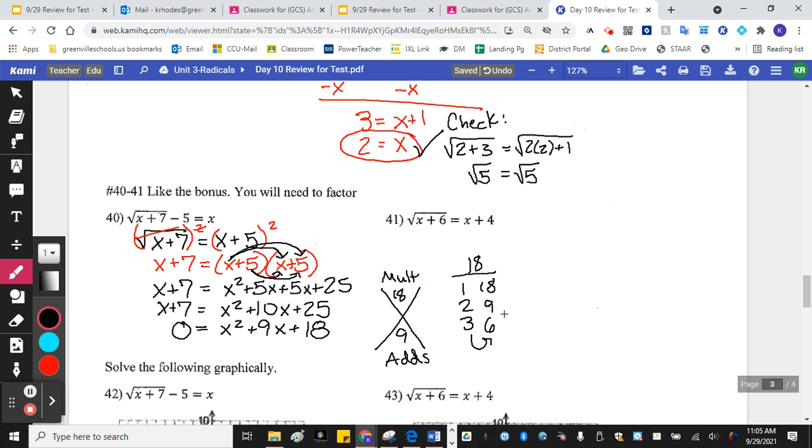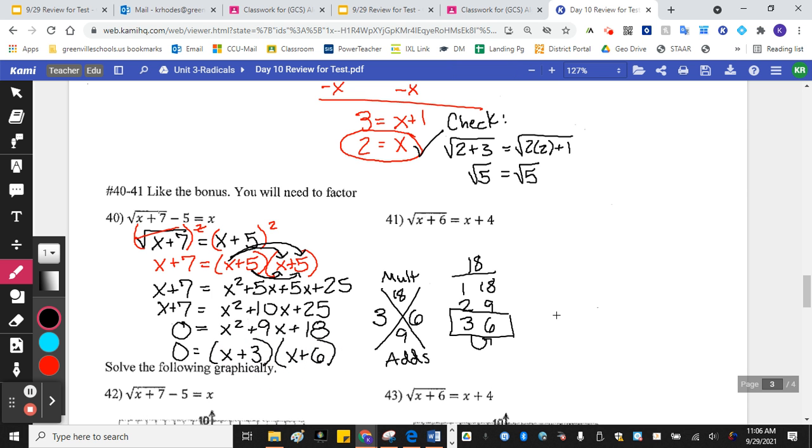What is my answer? 3 and 6. If I times 3 times 6, I get 18. If I add 3 and 6, I get 9. That's 5. So 3 and 6. How you get your multiples of 18, you just do 18 divided by 1, I get 18. 18 divided by 2, I get 9. 18 divided by 3, I get 6. 18 divided by 4, I get a decimal, so that's not my list. So 3 and 6. So it'll be x plus 3 and x plus 6.